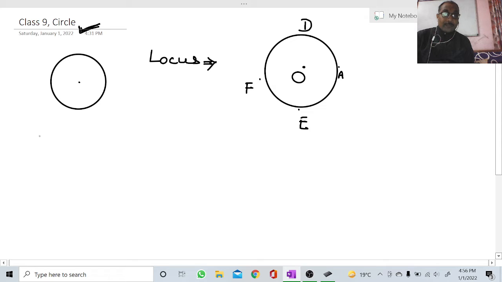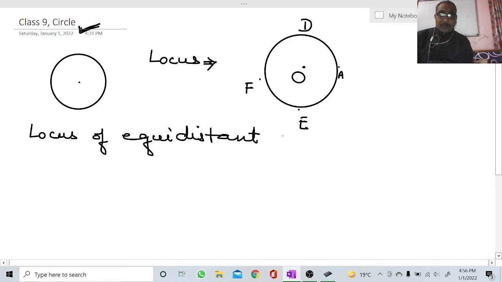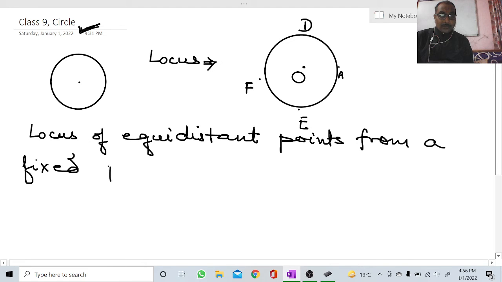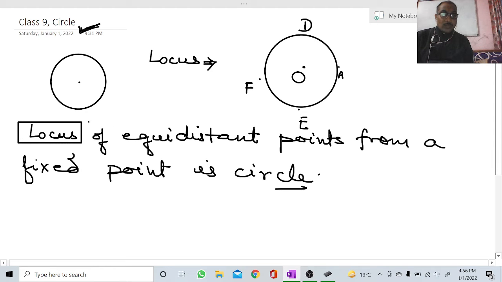So, you can define circle as locus of equidistant moving points from a fixed point is called circle. See, usually we will see this word in class 10th, in ICSE board, a chapter named Loci, LOCI. This is the plural word of locus.